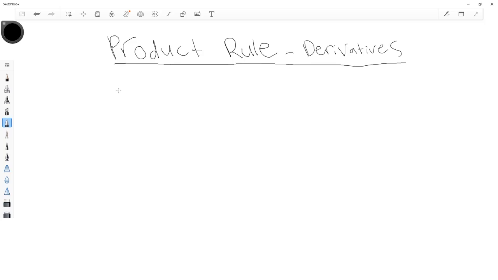Today we're going to be going over how to solve for derivatives using the product rule. And the product rule simply is this formula. So h of x equals f of x times g of x. The derivative of that will be this.